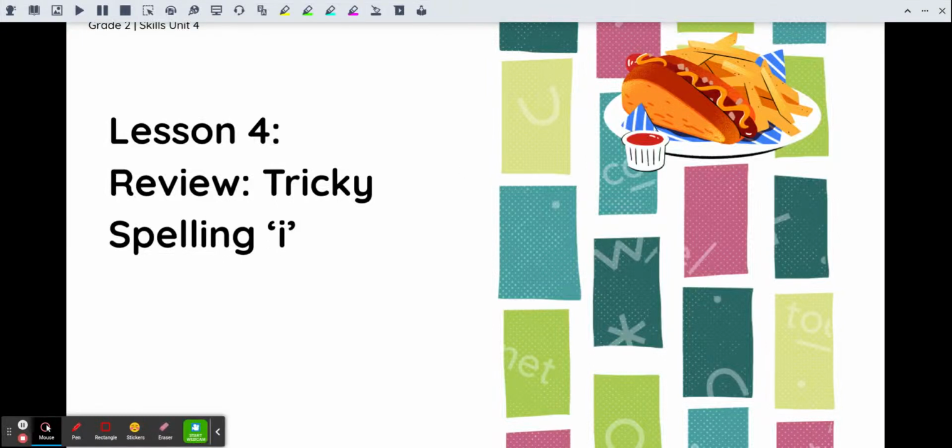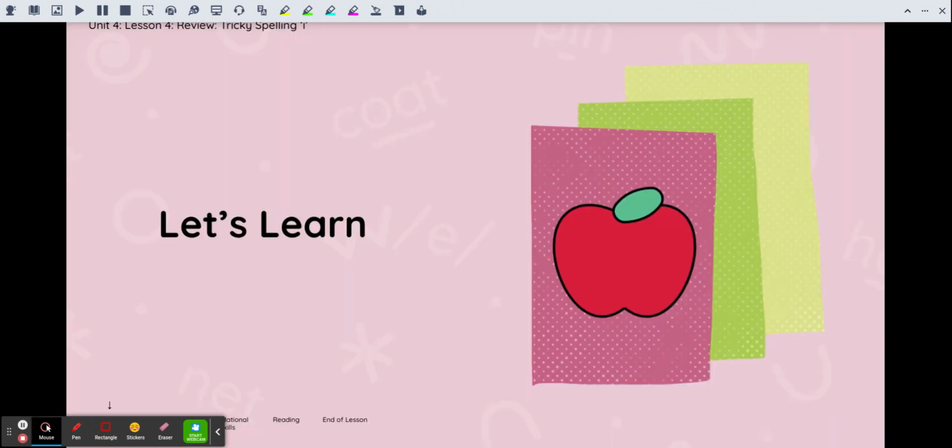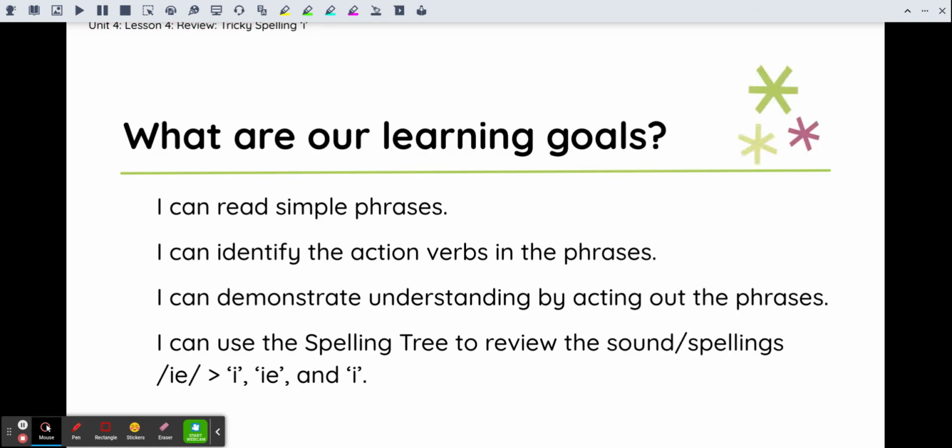We are on lesson 4, Review Tricky Spelling I, unit 4 of our skills. Let's learn. Our learning goals today: I can read simple phrases. I can identify the action verbs in the phrases. I can demonstrate understanding by acting out the phrases. I can use the spelling tree to review the sound spellings.